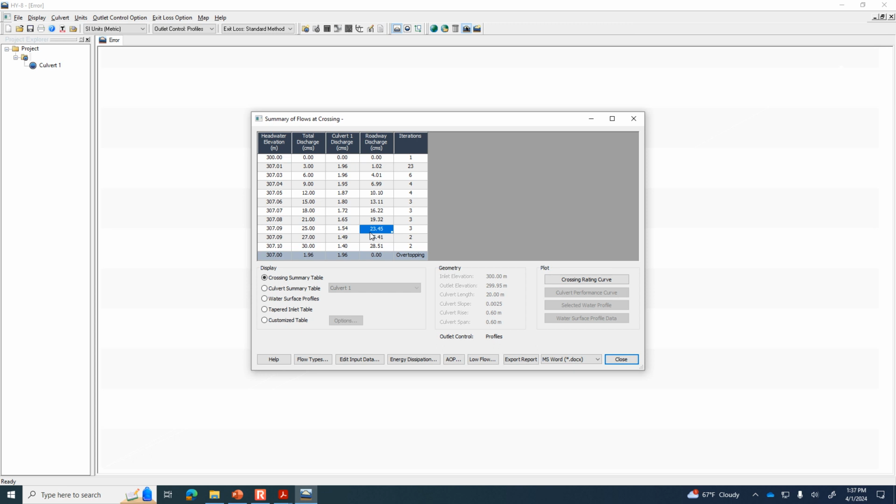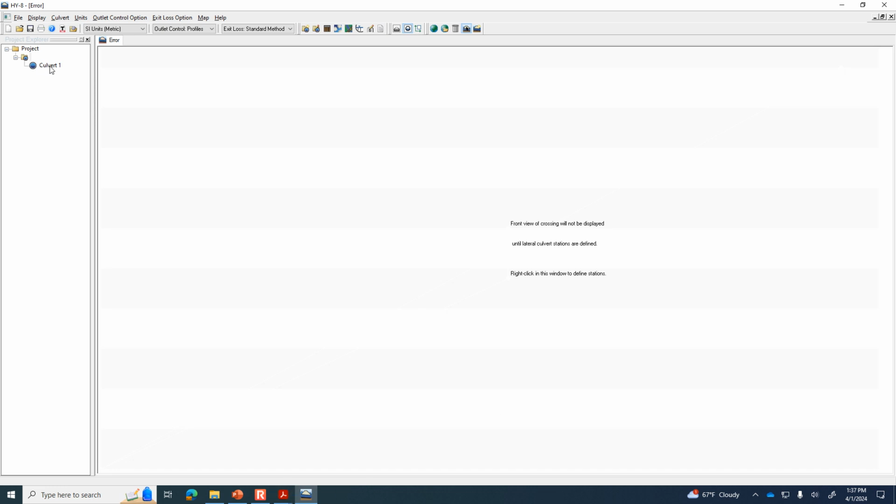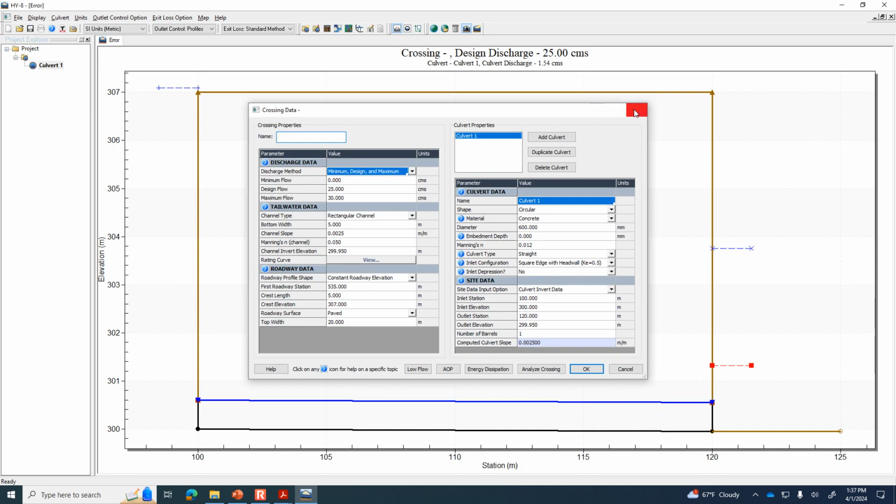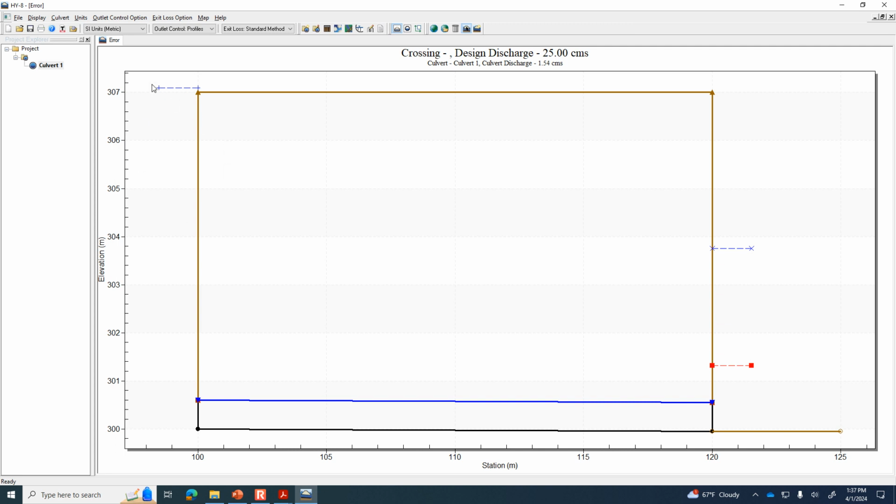So now we go into the design phase. If we wanted to accommodate that much flow without any overtopping, how big would it need to be? Double click on culvert 1 again. By the way, it'll give you a little sketch of where the water elevation is. So the water's up to the top in the barrel and then overtopping. Here's the water surface at 25 cubic meters per second. Only 1.5 is going through the culvert. The rest of it's going over the top. So double click on that.